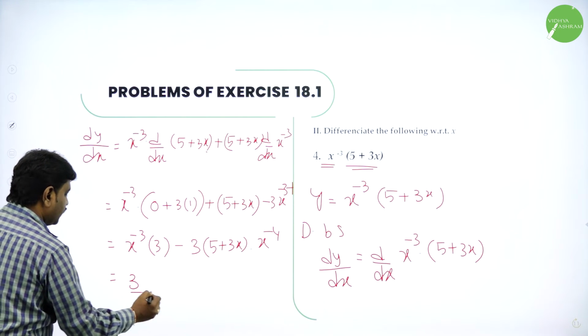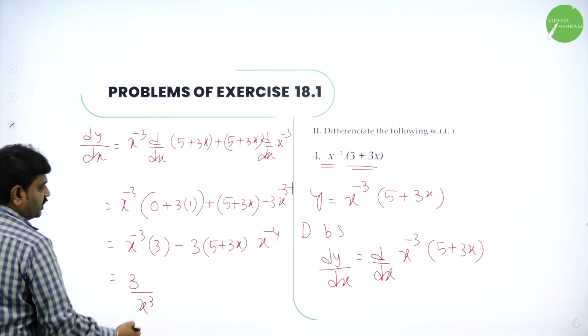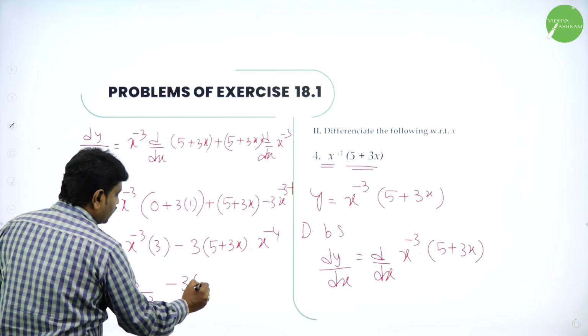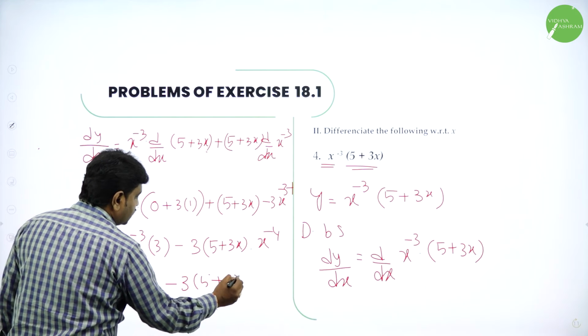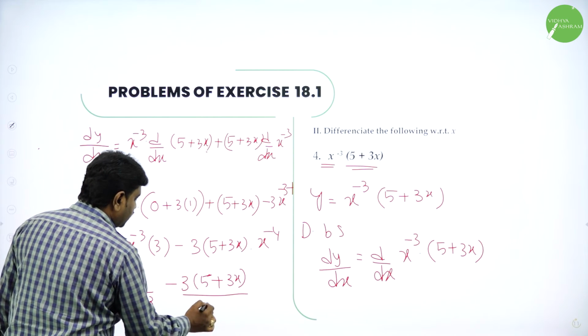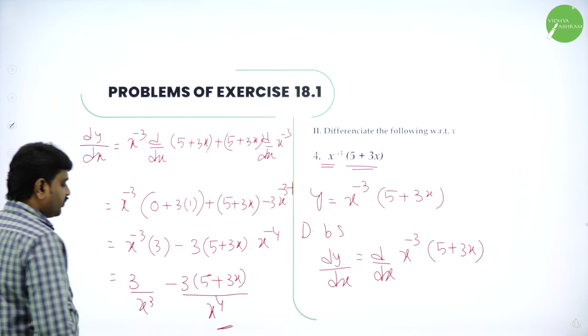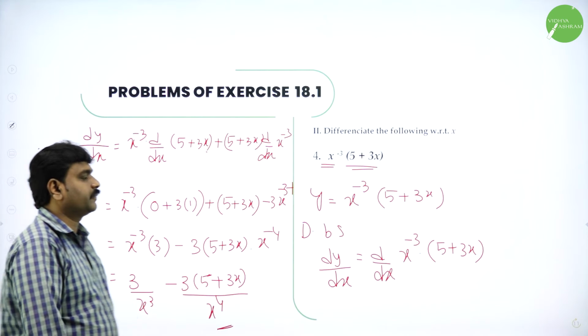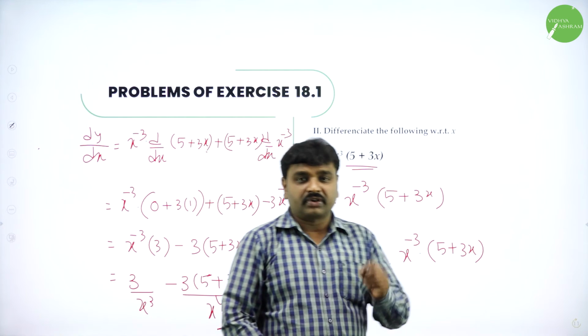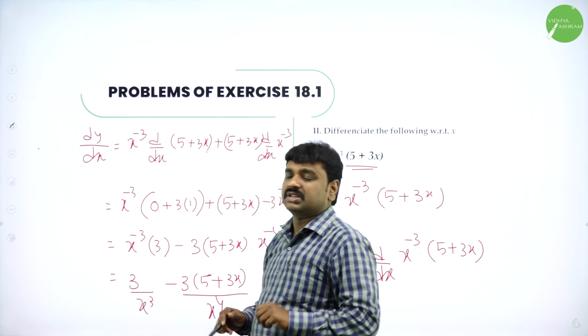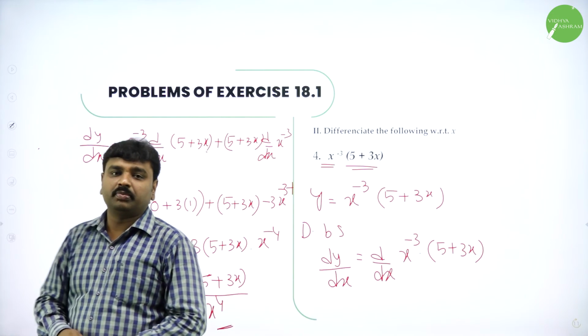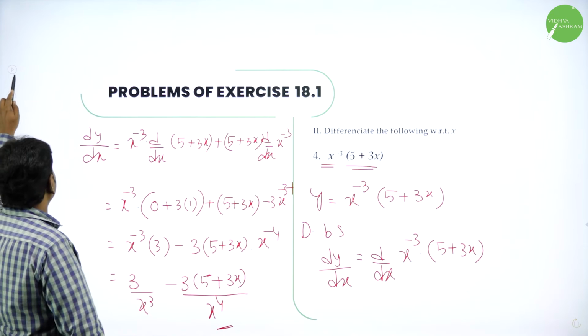So I'll write 3 divided by x cube. X power minus 3 transfer to the denominator, minus 3 5 plus 3x, and again x power minus 4 can be written as 1 by x power 4, or further you can simplify or you can leave it. My dear students, from 1 markers till this all the methods I have covered, but I am expecting you people to do the remaining parts of the exercise, 2 markers.